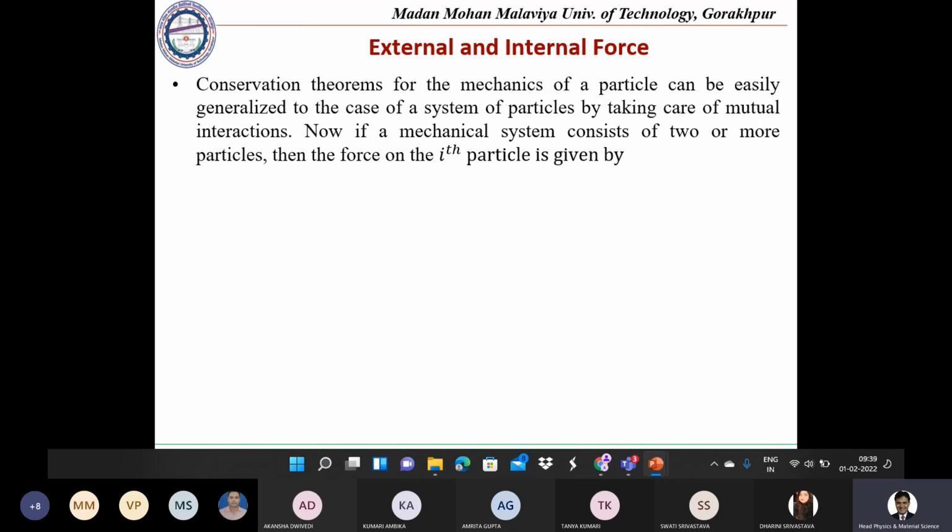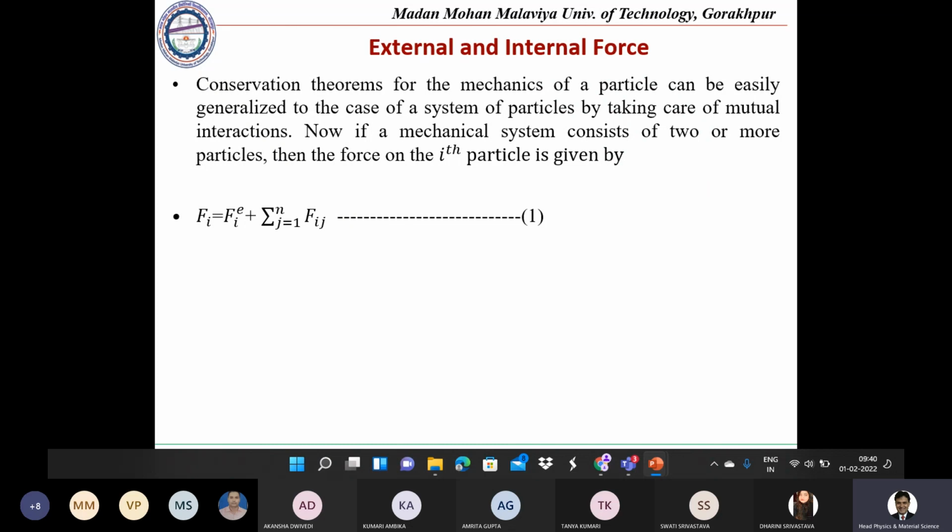The conservation theorem for the mechanics of a particle can be easily generalized to the case of a system of particles by taking care of mutual interactions. Now, if a mechanical system consists of two or more particles, then the force on the ith particle is given by Fi is equal to Fi external plus the summation over j is equal to 1 to n of Fij.